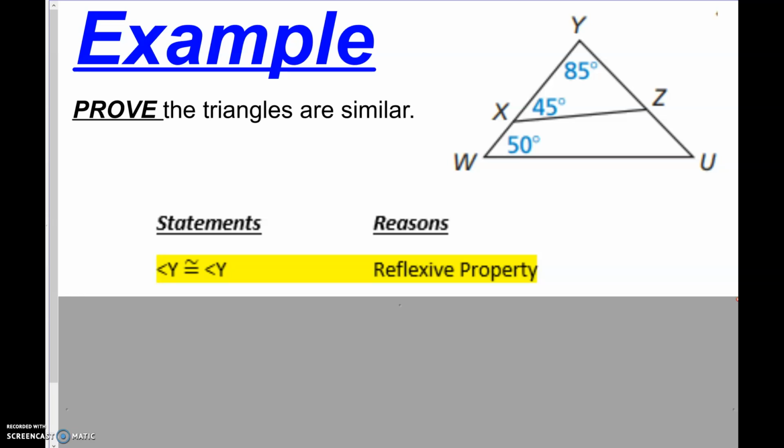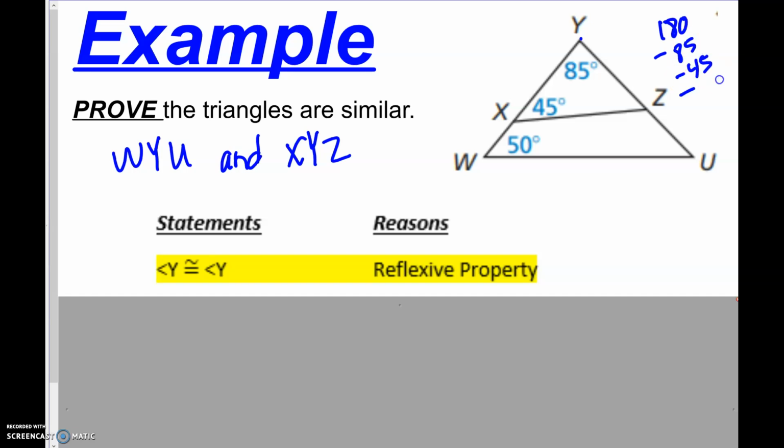All right, proving the two triangles are similar. So we're talking about this big triangle of WYU and the smaller triangle of XYZ. Is there any way we can get these triangles congruent? Well, both of them have angle Y in there. So we know angle Y is congruent to angle Y. So now the next thing I'm going to do is take 180 minus 85 minus 45. So 180 minus 85 minus 45, and I believe that leaves us with 50.